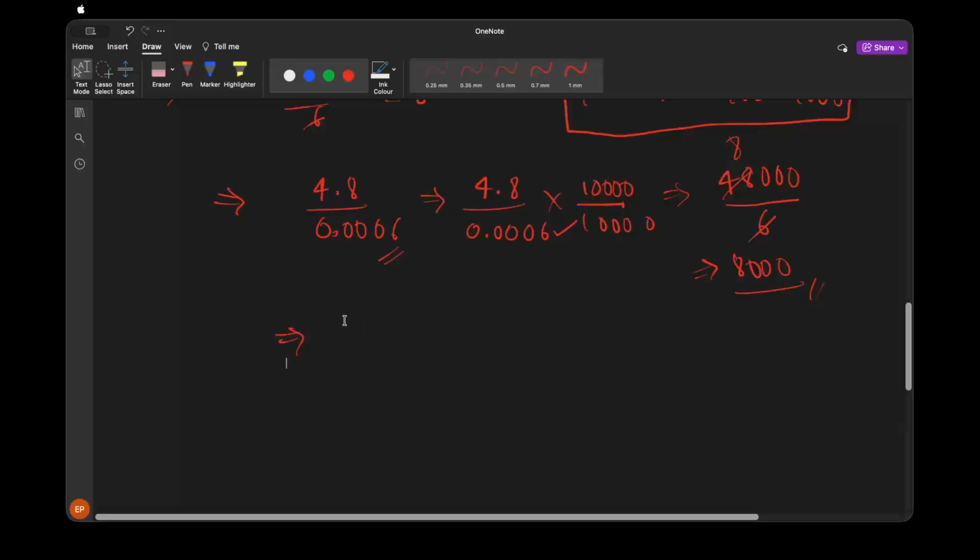Let me take another example: 7.2 divided by 0.08. Here, which has more digits after the decimal? The below one. So I have to multiply by that number of zeros, means 1 followed by zeros. 7.2 divided by 0.08, 2 zeros are required, right? 100. Then the upper number will become 720 and the lower will become 8.